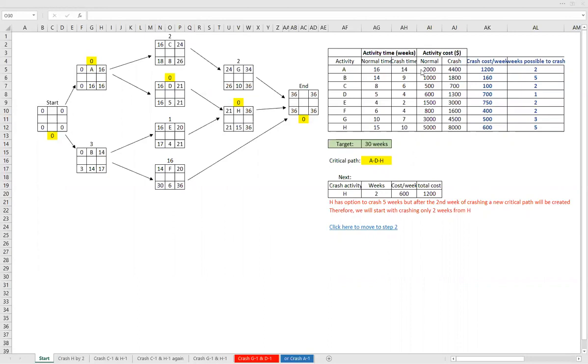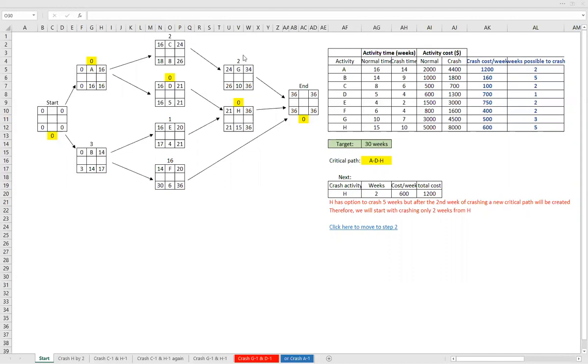The same thing: $2,000 will cost you to run the activity in the original time, and $4,400 will cost you to run it in the crash time. So in order to know how much it costs to crash 1 week, you need to calculate the difference between the costs divided by the weeks possible to crash. If you do that calculation, you get 1,200 for activity A. And I did that for the rest of the activities.